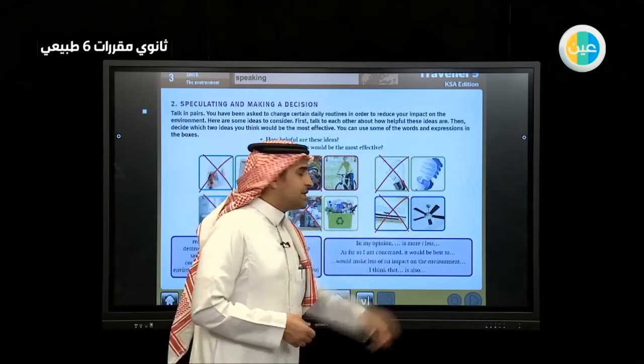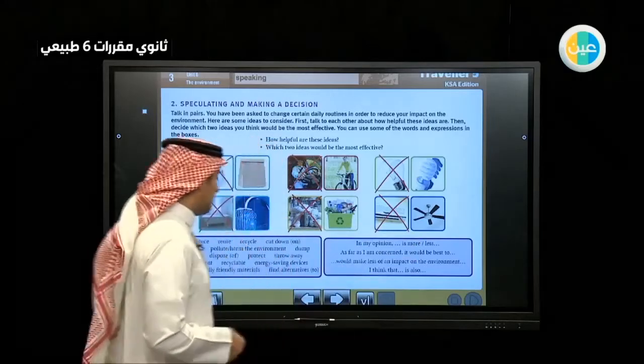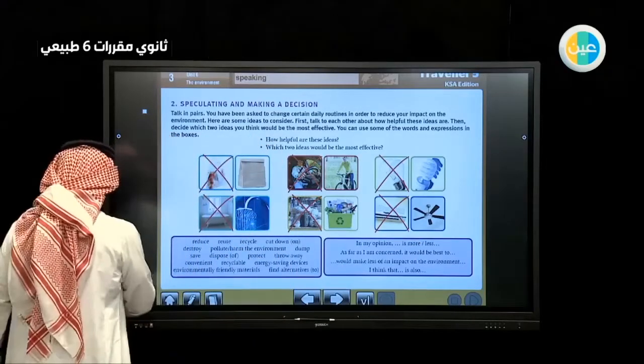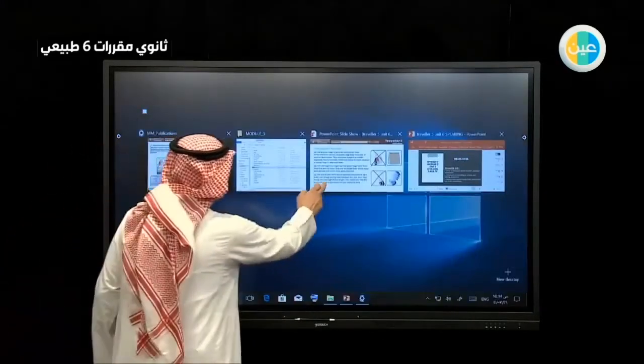And this is an air conditioner and a ceiling fan. This is a ceiling fan. Okay.